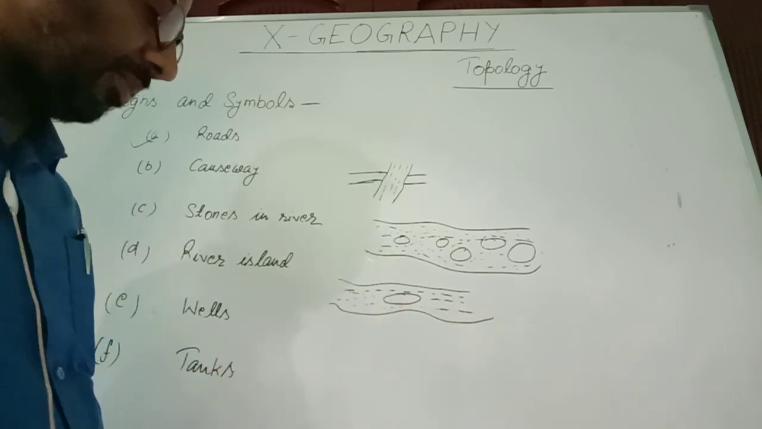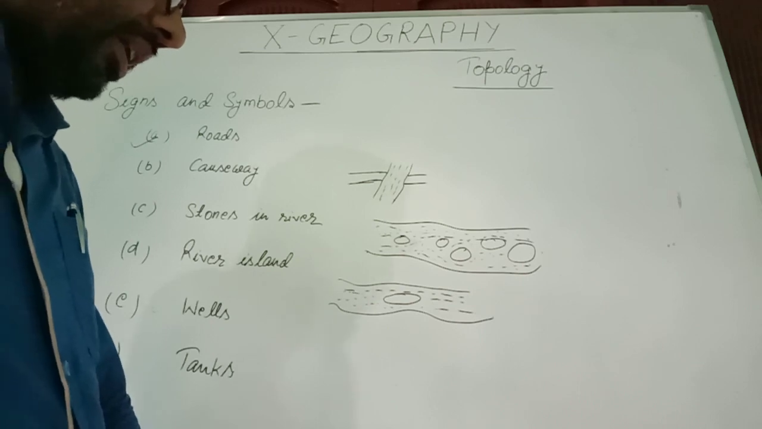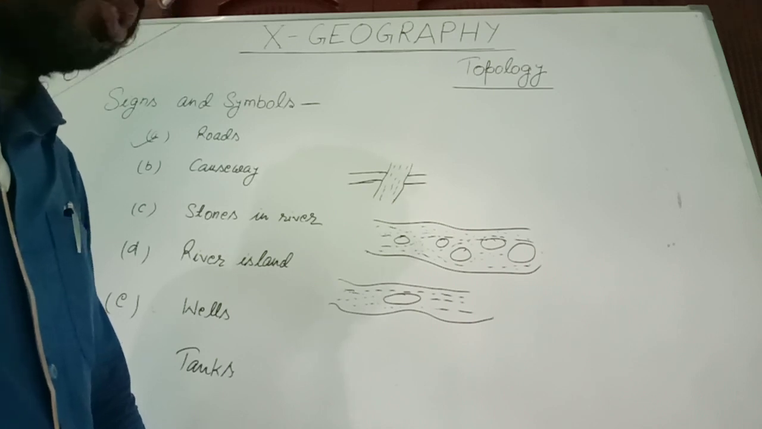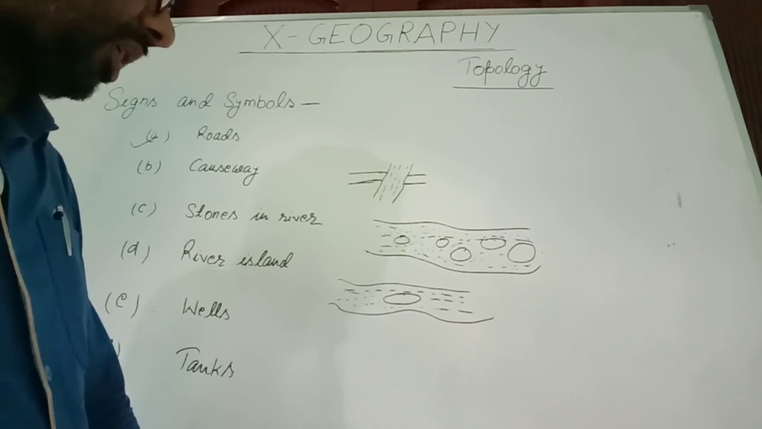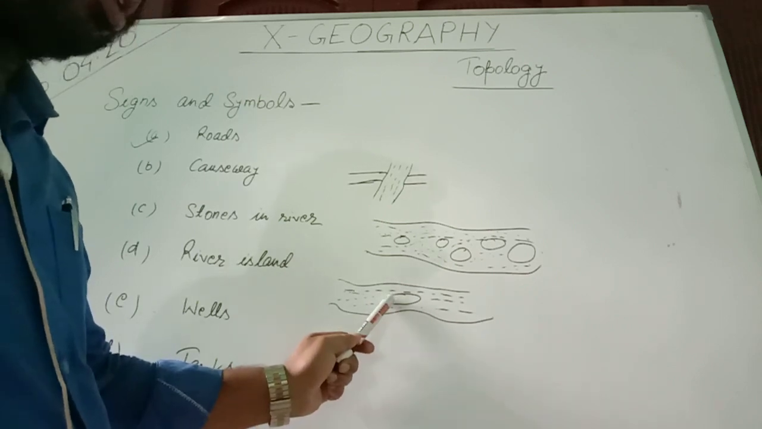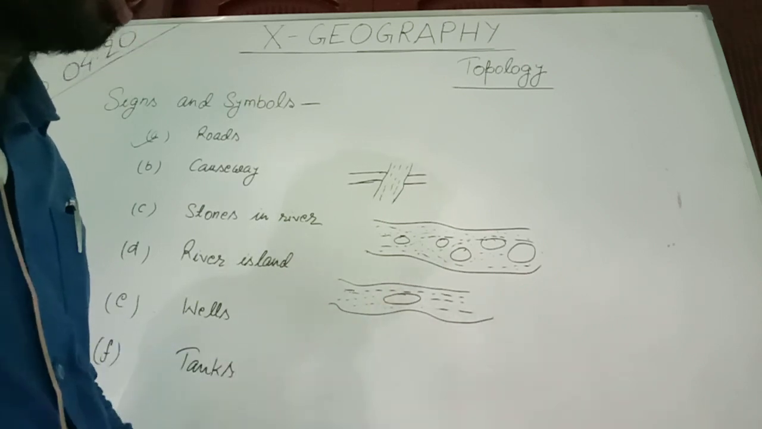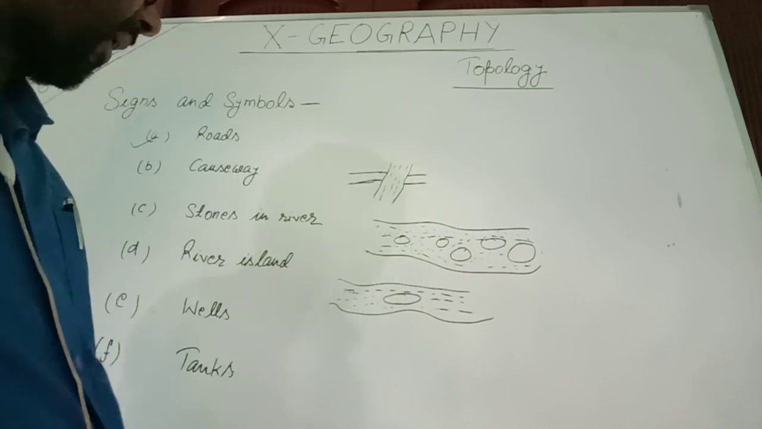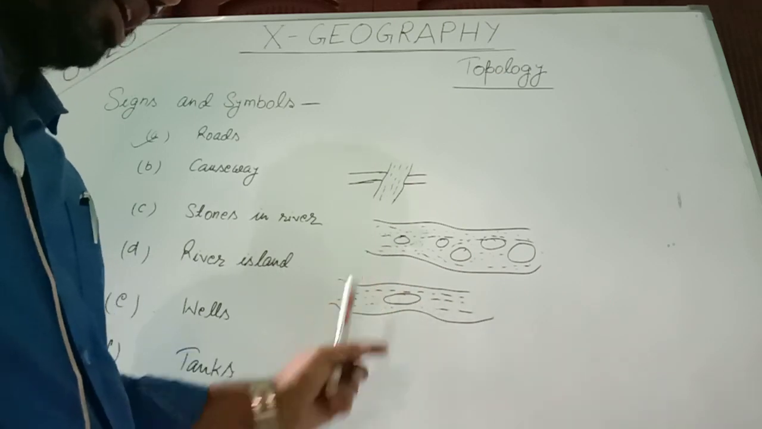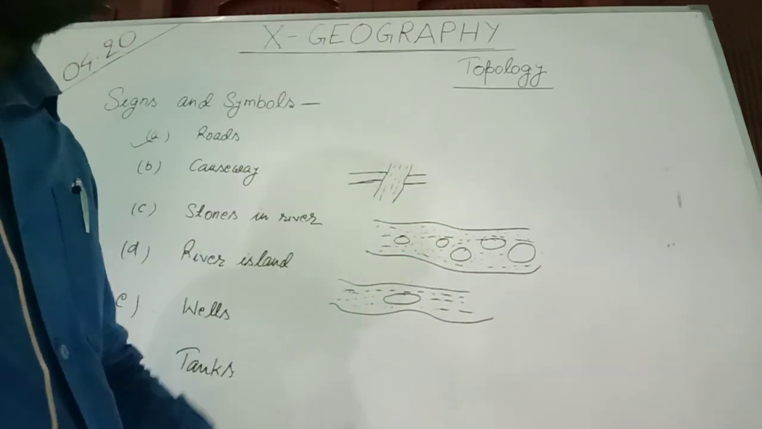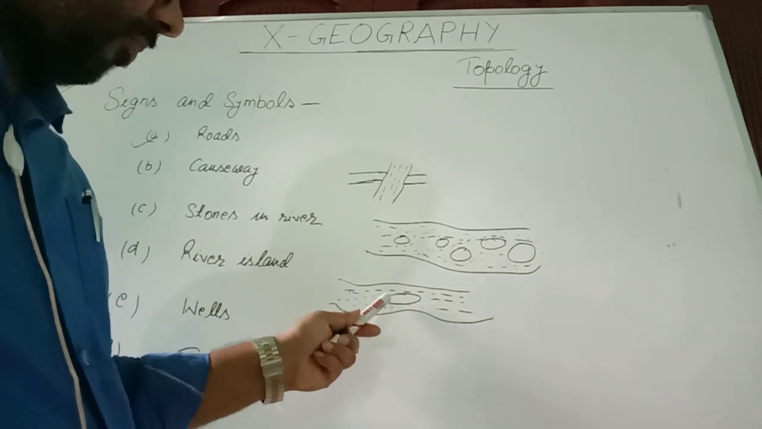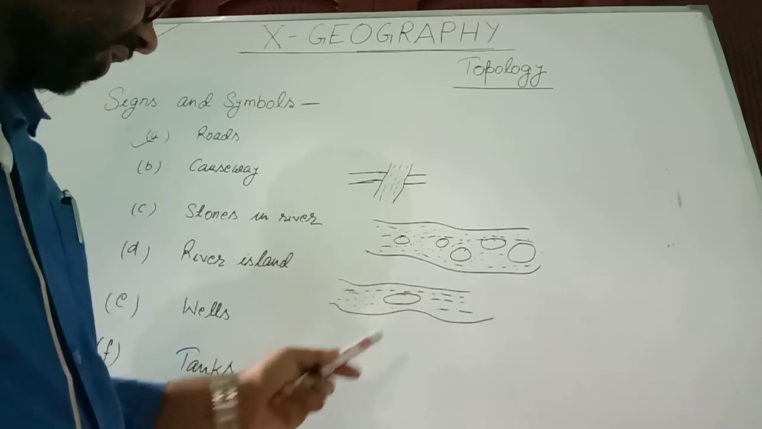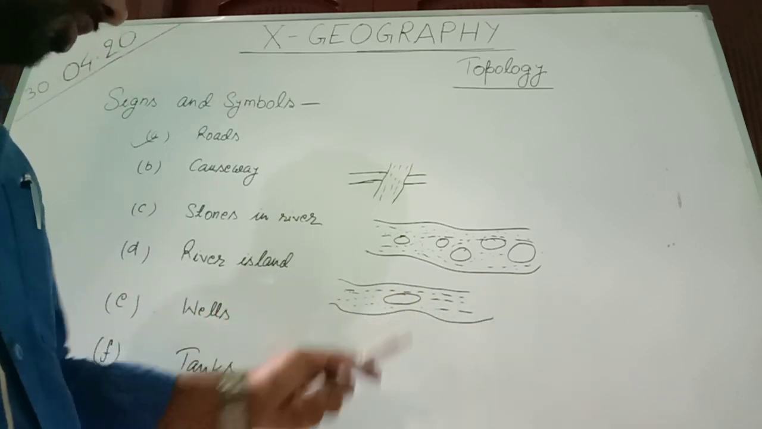Island, you understand, remains surrounded by water. But river island, due to deposition of sand particles or sediments that are brought by the river, are deposited on the bed of the river, means in the middle course of the river. Then due to continuous deposition, this small area is lifted up above the water level, taking the shape of an island. So this type of symbol represents river island on the topo sheet.